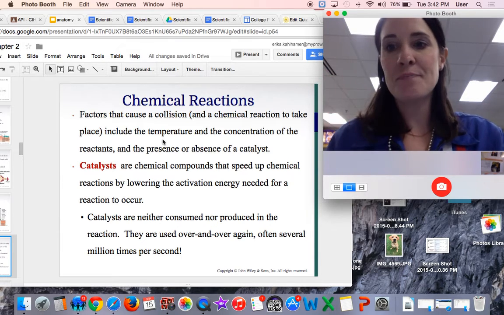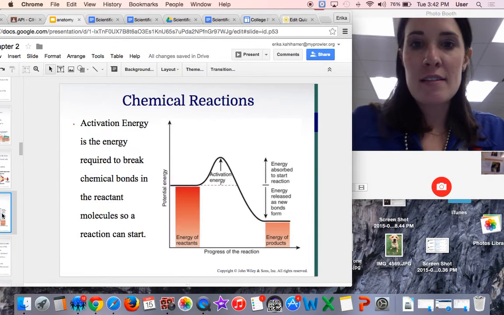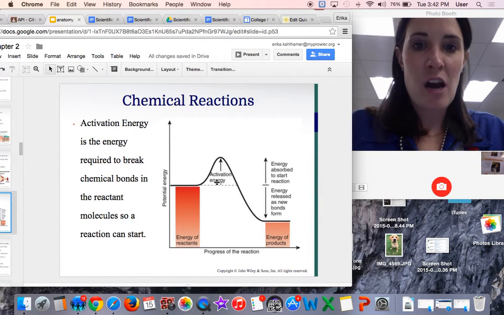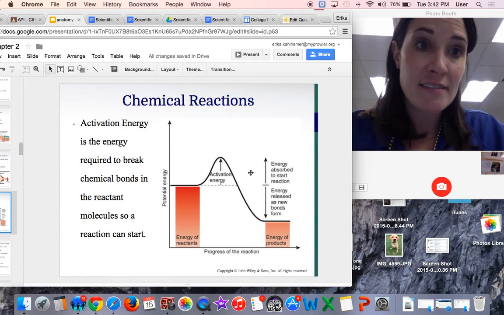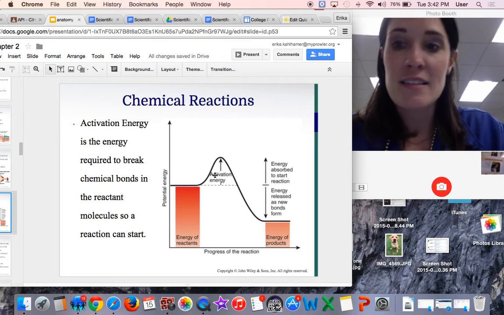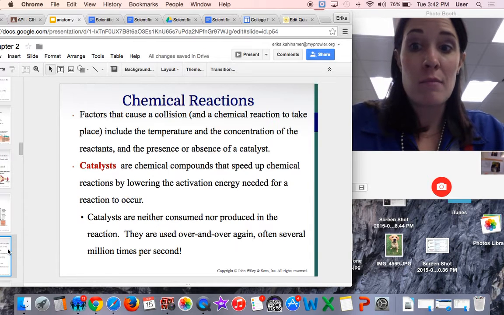And how it does that, let's go back to our graph. See the activation energy? How much energy is required for that chemical reaction to start? A catalyst will cut that, maybe in half or even less. So it'll happen quicker.